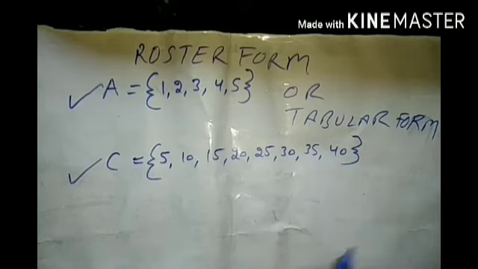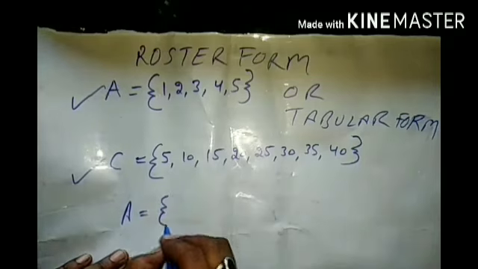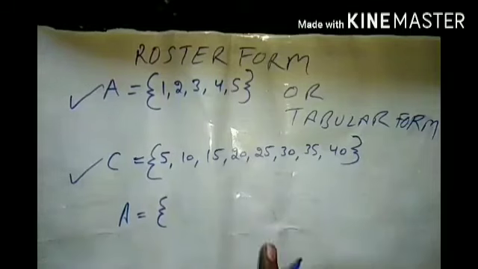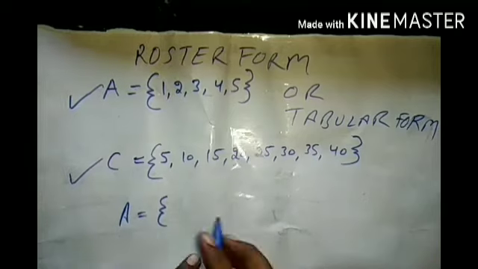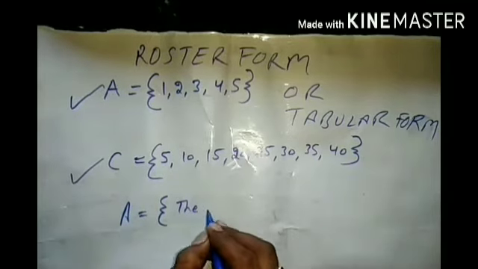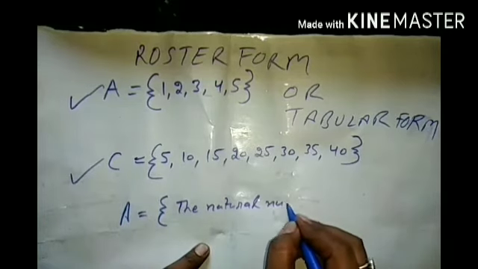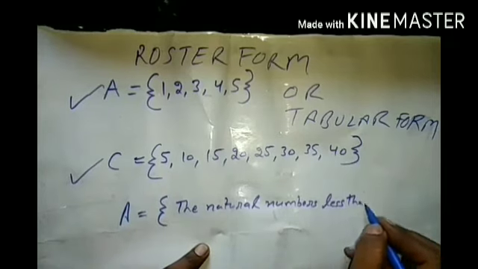If I have to describe them, how will I write this in the description form? The set is A, marking the braces, and I will write their common property. What is the common property? The natural numbers less than 6.